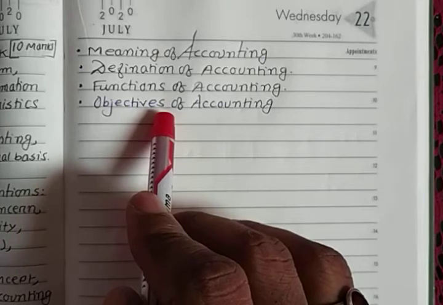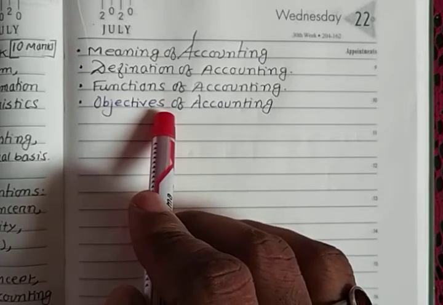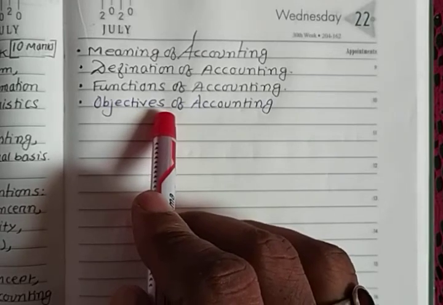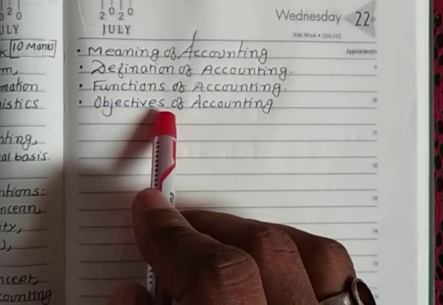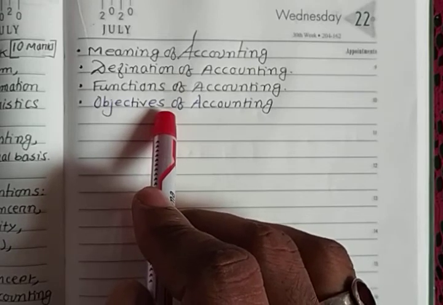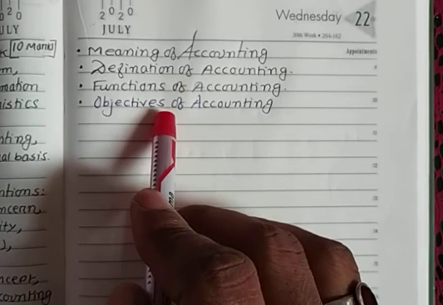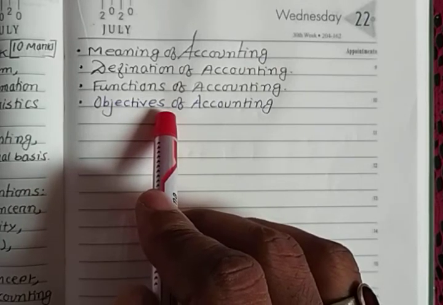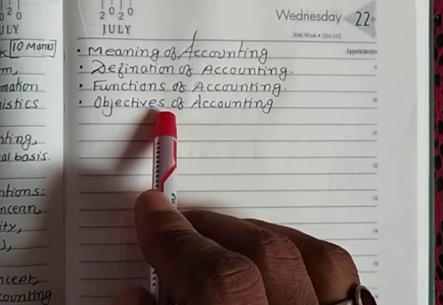Second objective, ascertainment of results, that is performance. That means you have to calculate the profit or loss of the business. After recording all the business transactions, you will find out the profit or loss. This is called ascertainment of results or performance. Business is run to earn profits. Whether the business earned profit or incurred loss is ascertained by accounting by preparing the profit and loss account. These are the second objectives.